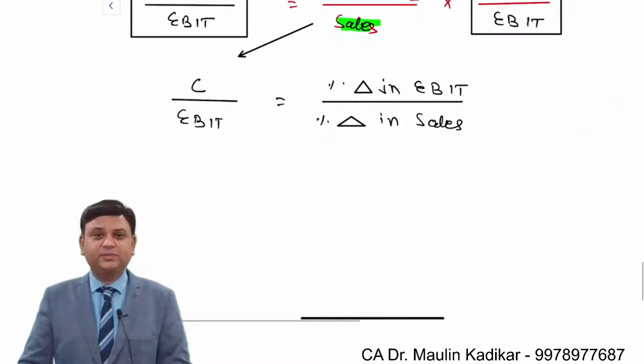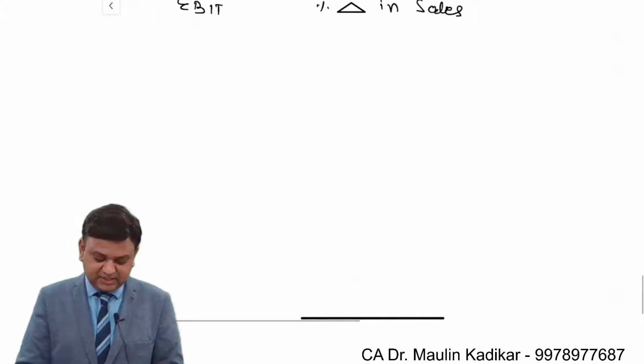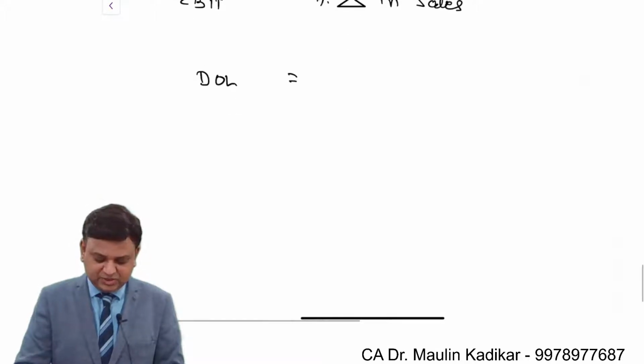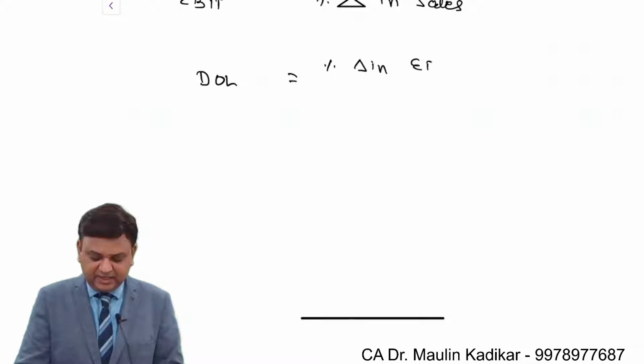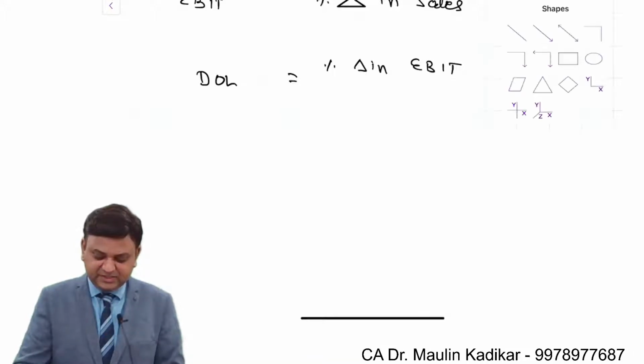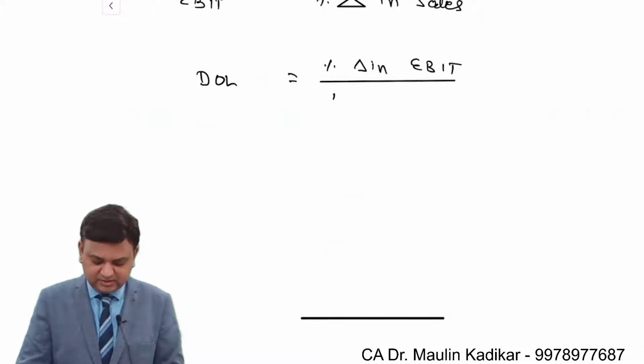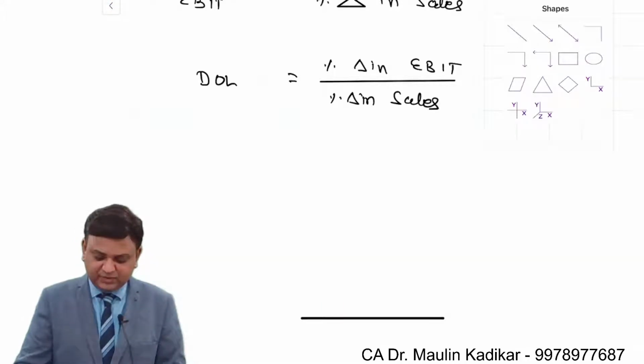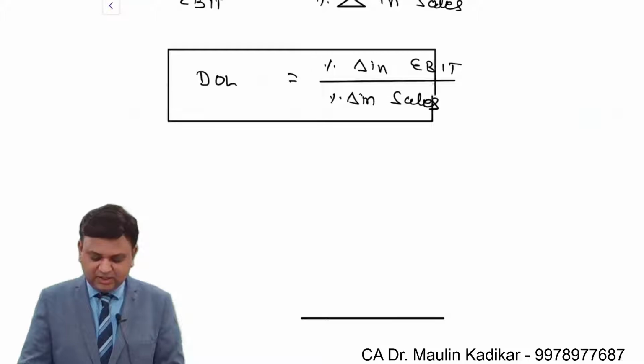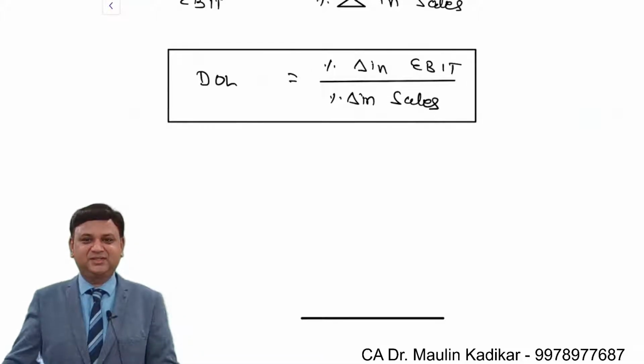So contribution upon EBIT is what we understand as degree of operating leverage. DOL is measuring the percentage change in EBIT for every 1% change in sales. That is the DOL formula derivation.